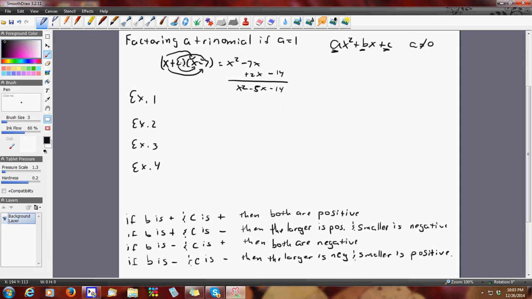And what I want you to notice is the 2 and the 7 multiply together to give me the 14, but we combine them as like terms to get us the 5. So b is the combination, and c is the product. Alright, so I just want you to make a mental note.